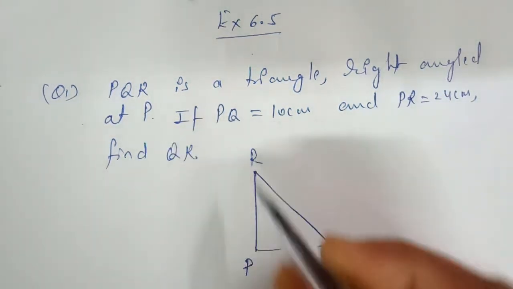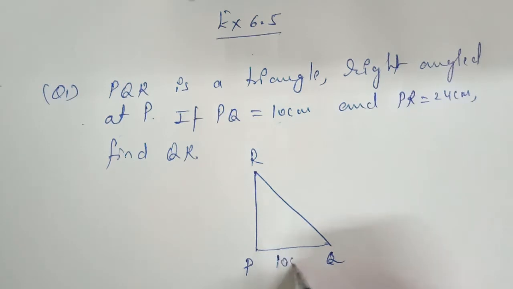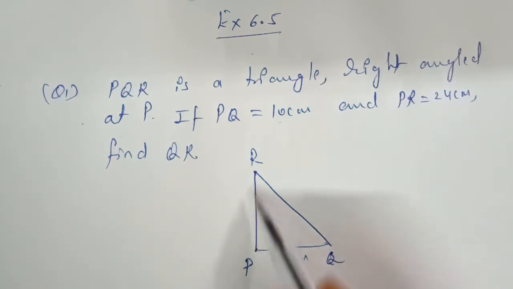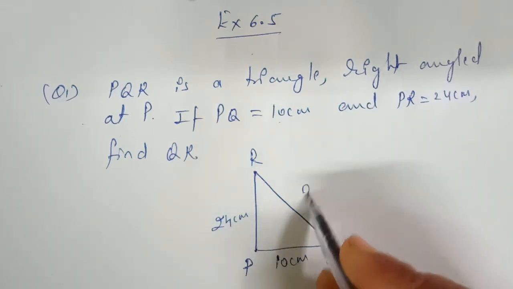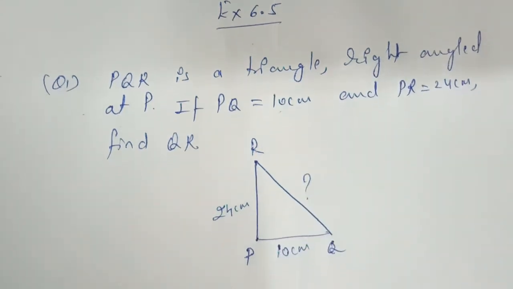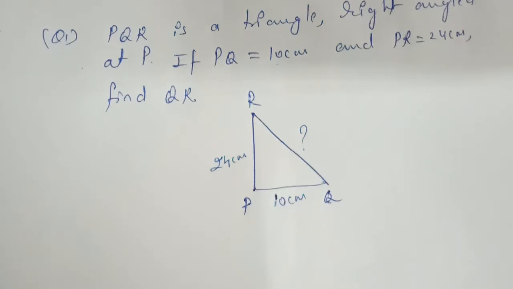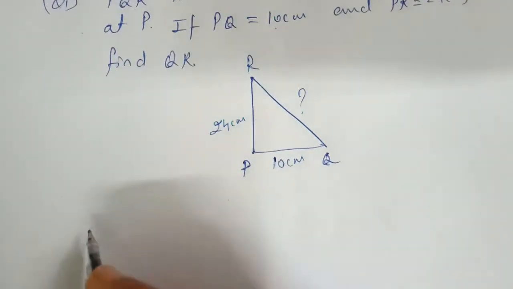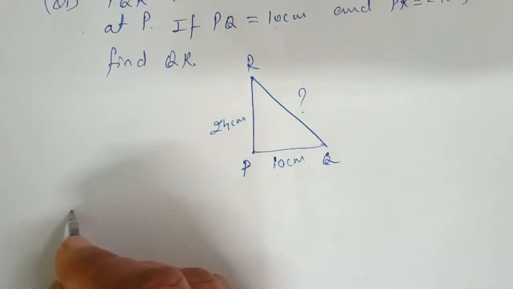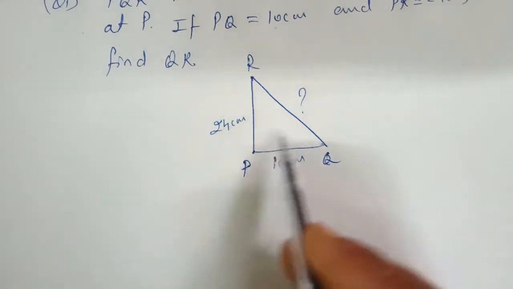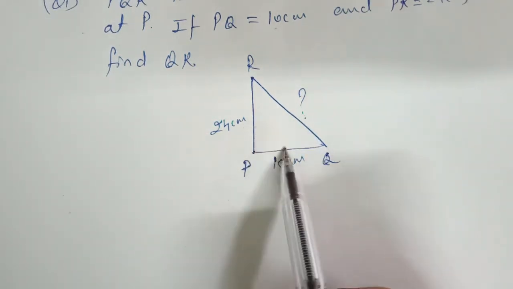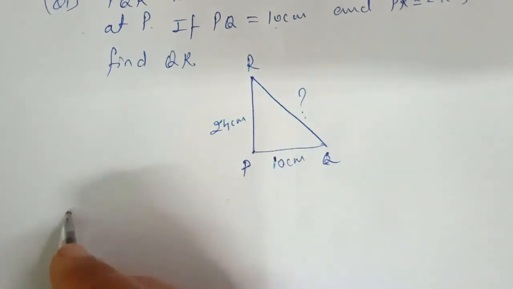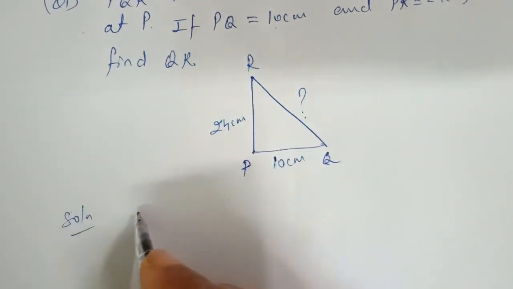If PQ is 10 centimeter, the measurement of PQ is given as 10 centimeter, and PR is given as 24 centimeter. Find QR. We have to find the measurement of this. So what do we have to do? We have to use the Pythagoras property, in which we have learned that the square of the longest side is equal to the sum of the squares of the other two sides. So let us start the solution.